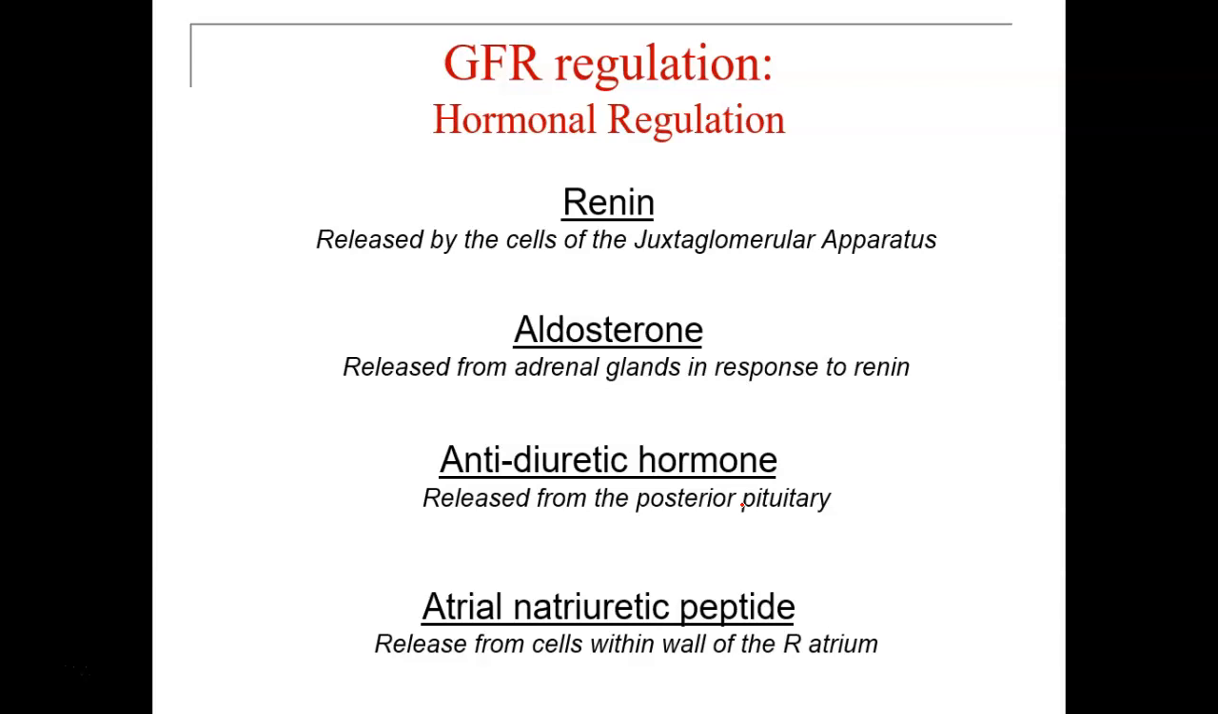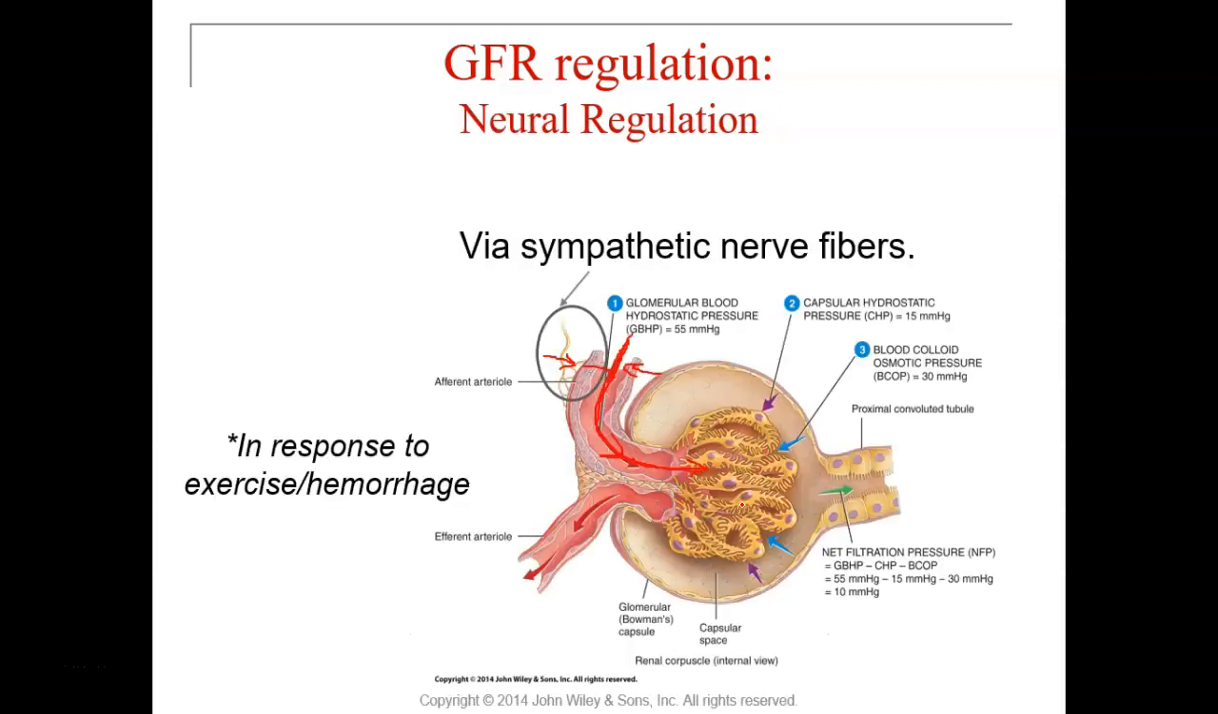Now, the hormones, via the hormonal input. So renin, aldosterone, ADH, atrial natriuretic peptide, these are all different hormones which are going to play a dramatic role in our GFR, or our glomerular filtration rate. Excuse me. We see released by the cells of the juxtaglomerular apparatus is something called renin.